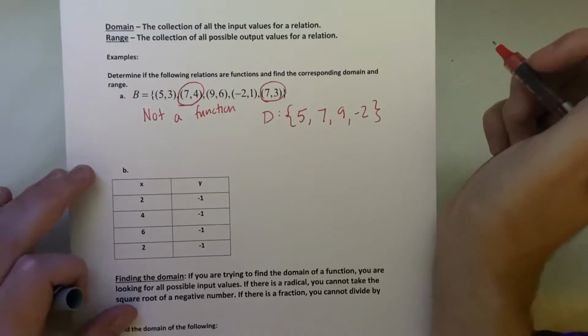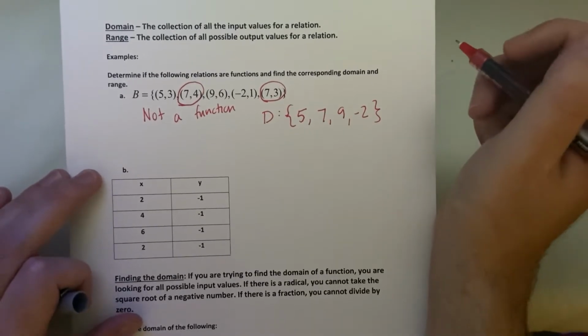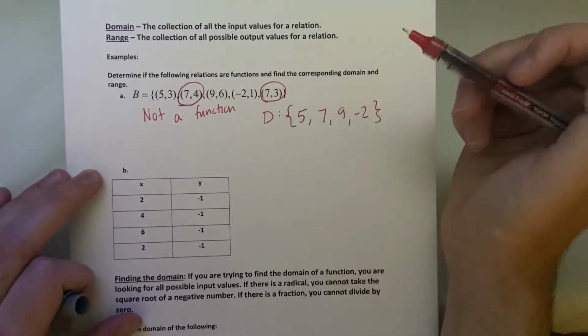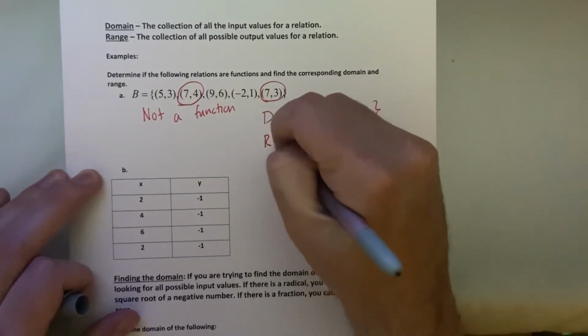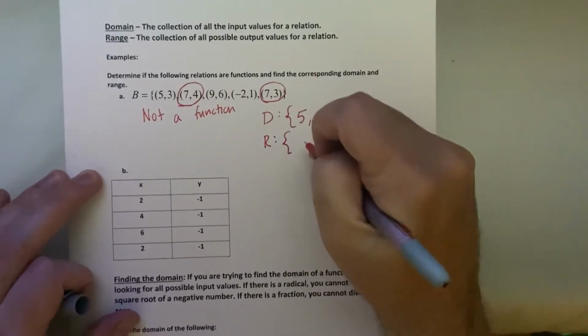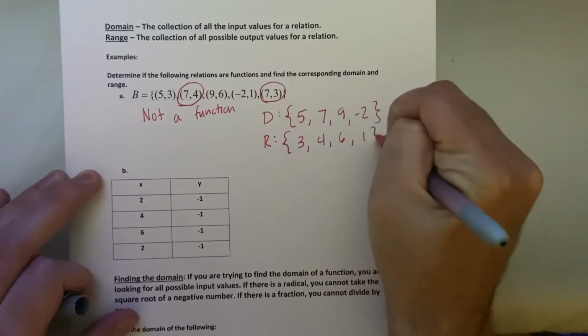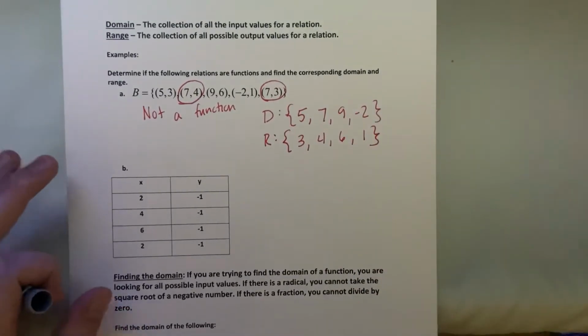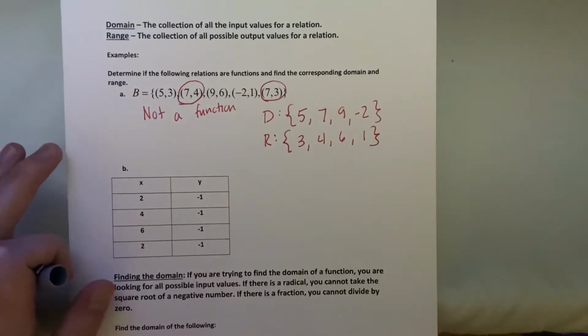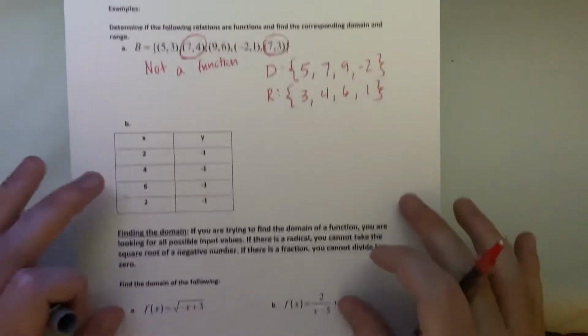You can put them in ascending order if you want. And the repeating 7, we don't need to mark it again. Some of the output values, we see 3, 4, 6, and 1. So even if it's not a function, it still has a domain and range.